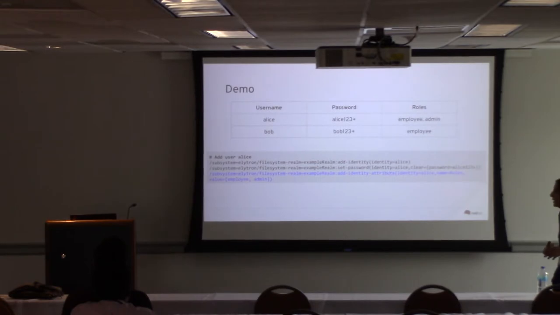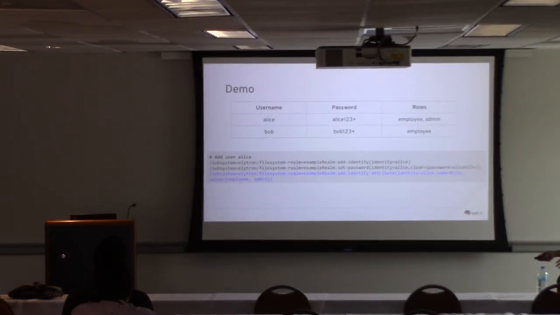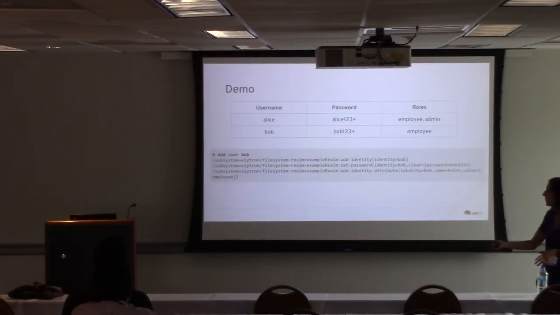Next, we can use the add identity attribute operation in order to assign Alice two roles, and we're assigning her employee and admin. Okay, and now we can repeat the process for Bob, but we're only going to assign him employee role.